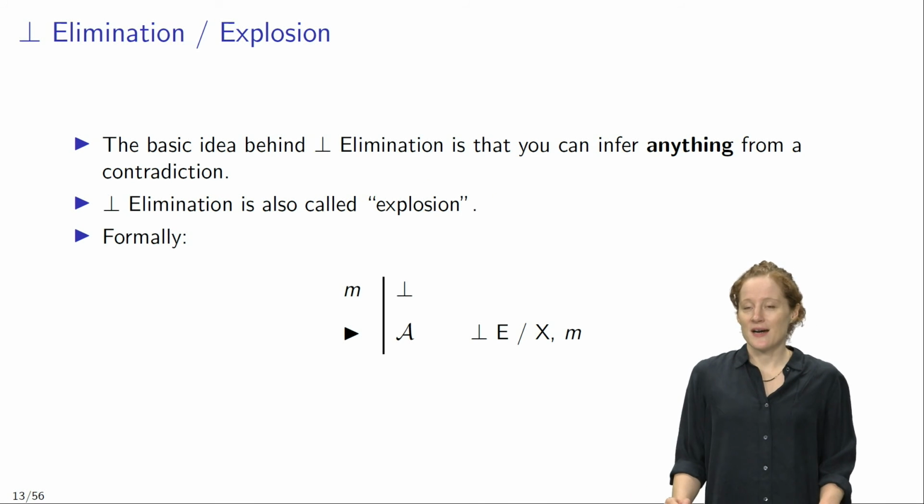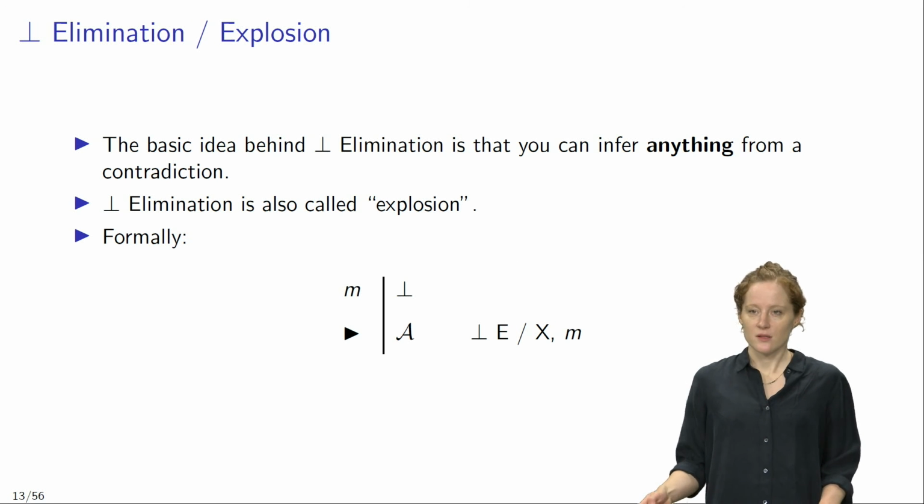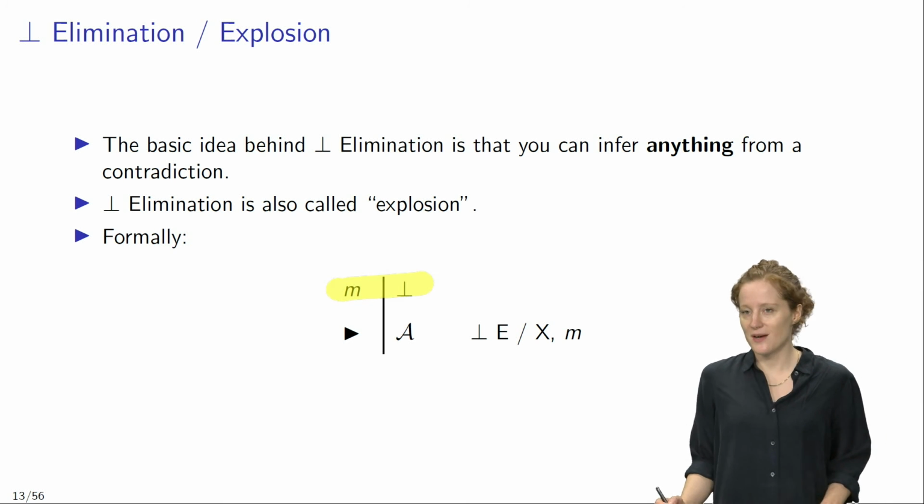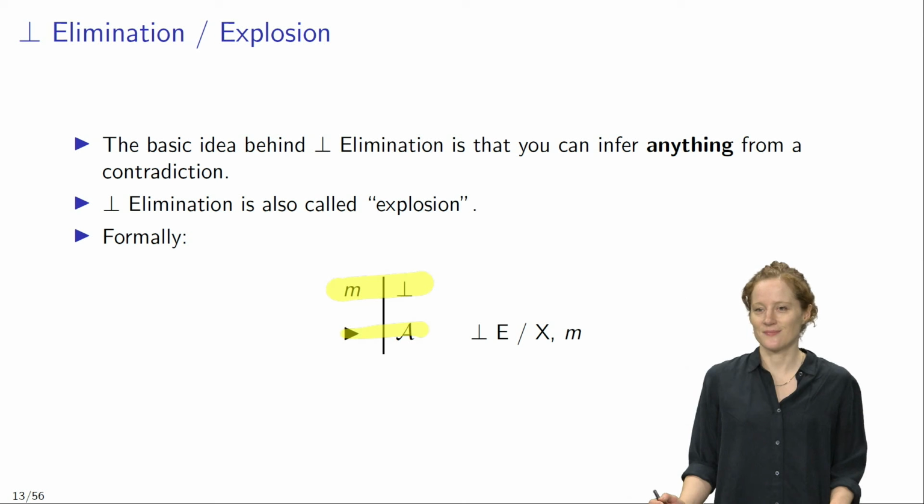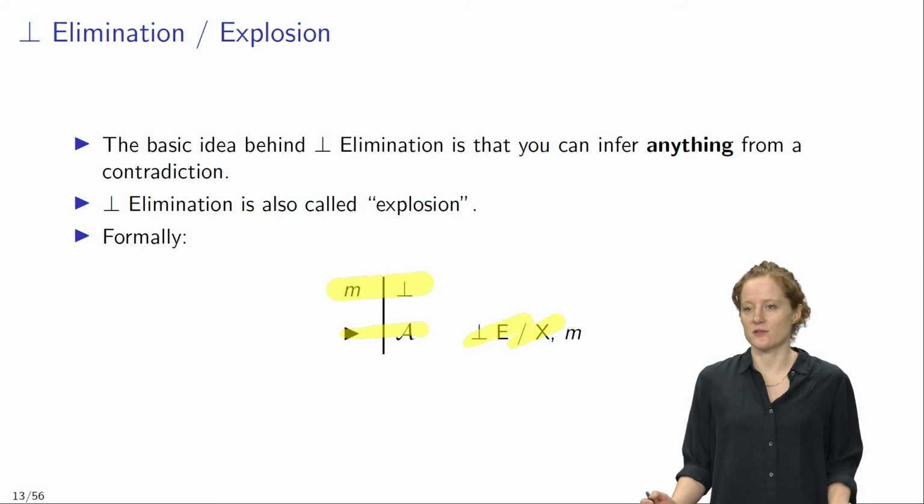The basic idea behind bottom elimination is that you can infer anything from a contradiction. And this rule is also called explosion. Formally, it looks like this. Suppose that in line M of your proof, you have established bottom. That then licenses you to infer any sentence whatsoever and justify this inference by citing bottom elimination, or alternatively by writing a capital X standing for explosion and citing the line M that contains bottom.